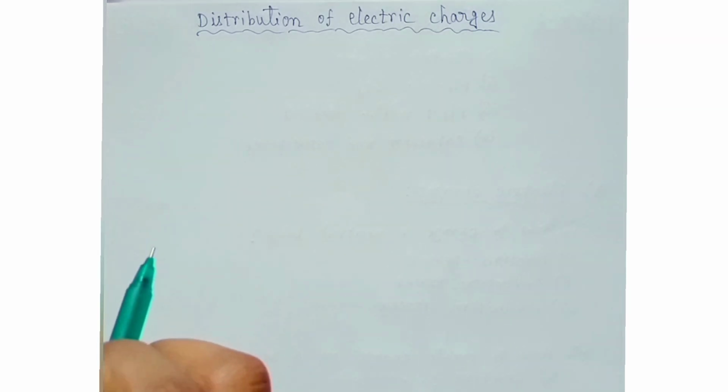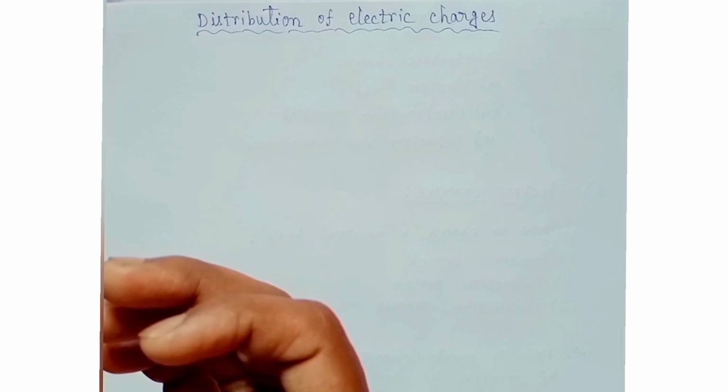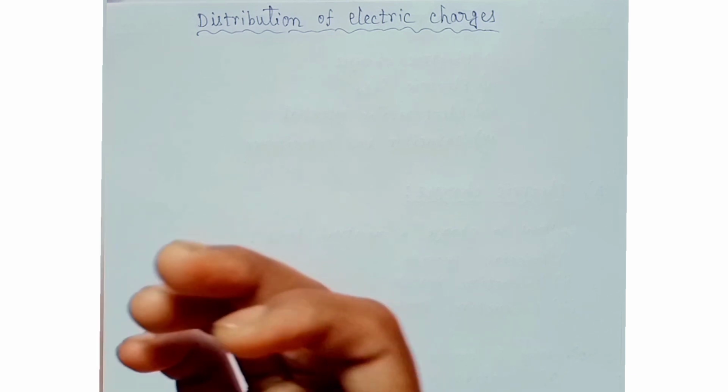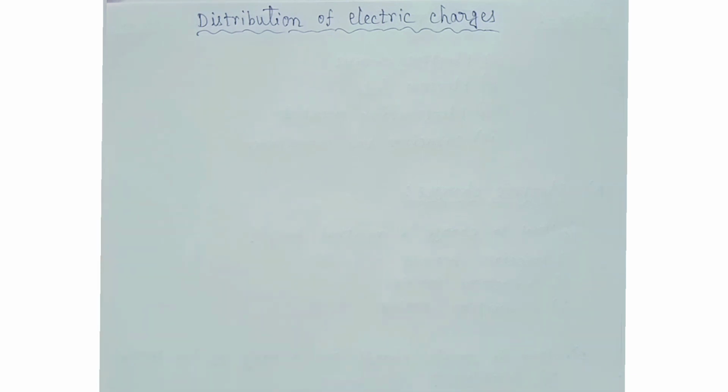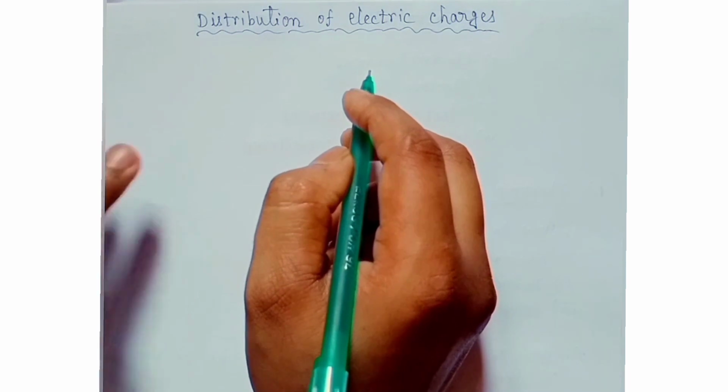So far, we have discussed how to create charge in an object and how to calculate the total amount of charge and excess of electrons in a charged object. Now, let's talk about the distribution of electric charge in the object. So, in a conductor, charge can be distributed in three ways.